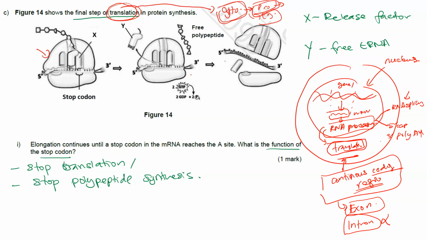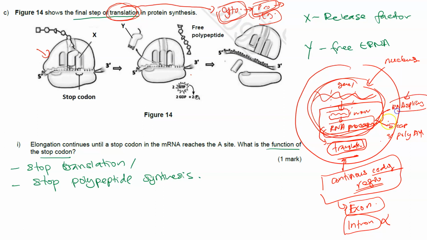So maksudnya untuk prokaryotic cell, bila transcription dah hasilkan mRNA, boleh terus proceed kepada translation. Tapi kalau eukaryotic cell, transcription, lepas tu RNA processing, baru translation. So you have to remember that both transcription and RNA processing, in eukaryotic cell, occur in the nucleus. Translation sahaja yang berlaku dalam cytoplasm.